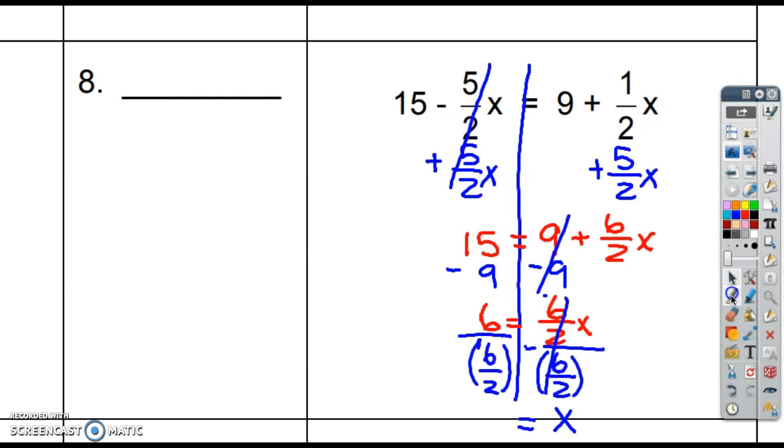Going ahead and write it down. My x is equal to a positive 2. Write that number down first.